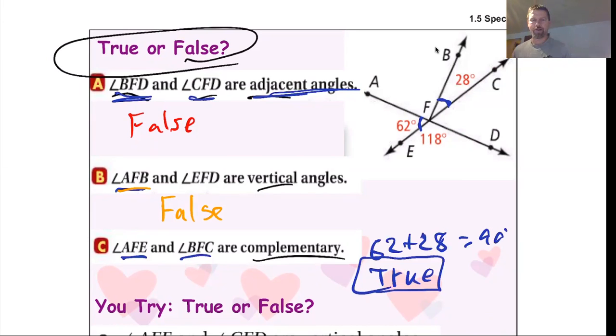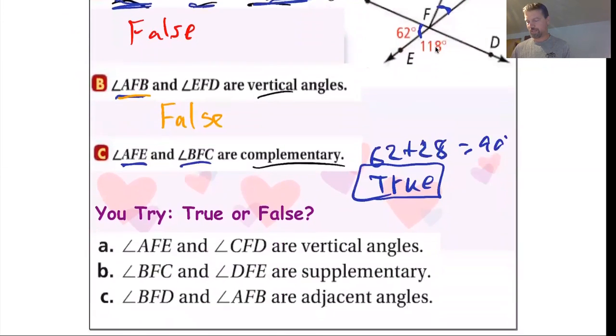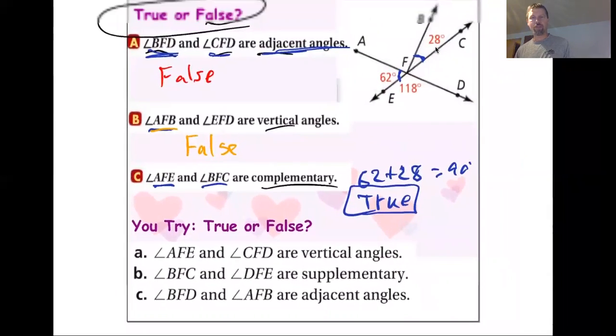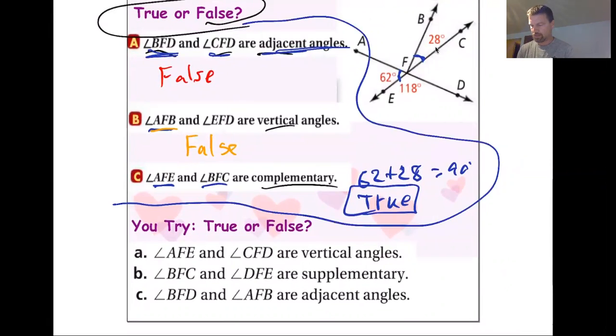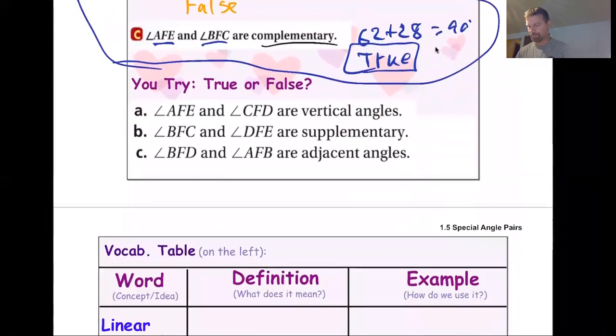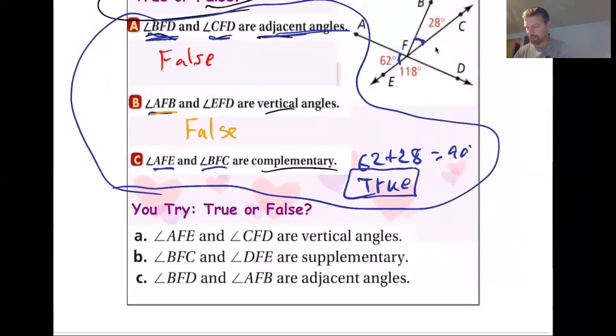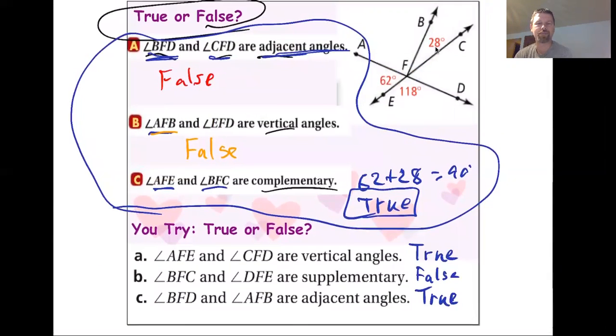All right, there are a couple more true or false for you to try. If you want to check them out and make sure you got them, that'd be a good idea. I'm going to move on though to keep this video short. I think those first three were good indicators. I'll put the true or false real quick just so you have it. So if you tried it on your own, we have true, false, false for A, B, and C on the you try section.